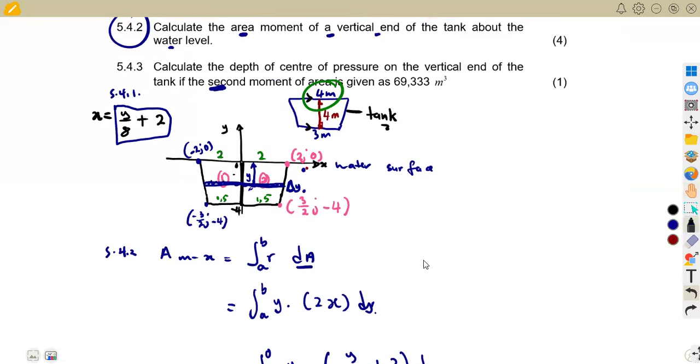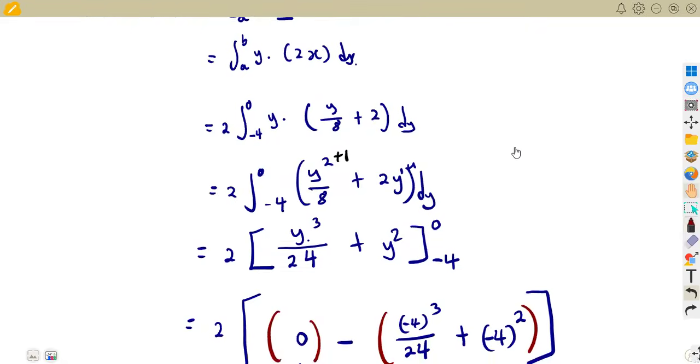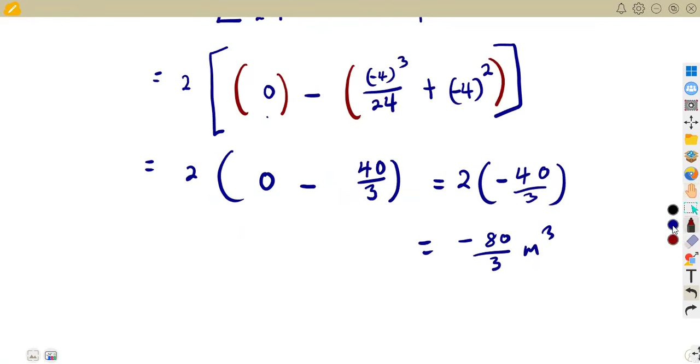Then on 5.43, now they are asking us to calculate the depth of the center of pressure on the vertical end, from the one that we had before, our first area moment of the tank. The second moment of area is given, which is 69,333. These are meters to the exponent of 4, not cubic meters. Since they gave us this one as a decimal, let us just write our answer also as a decimal so that it can make sense.